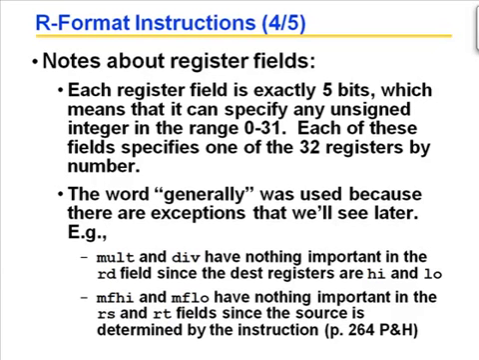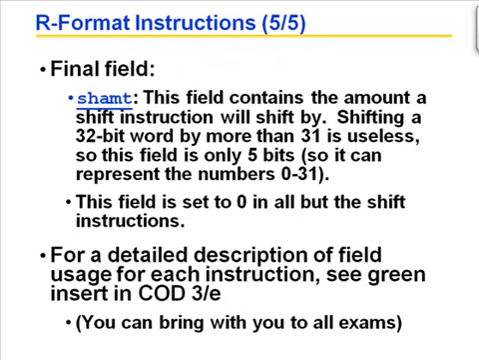For example, when we get into other instructions like multiply and divide, they use something special with the high register and low register, and MF high and MF low have nothing important in the RS and RT fields. Well, that's for later on.